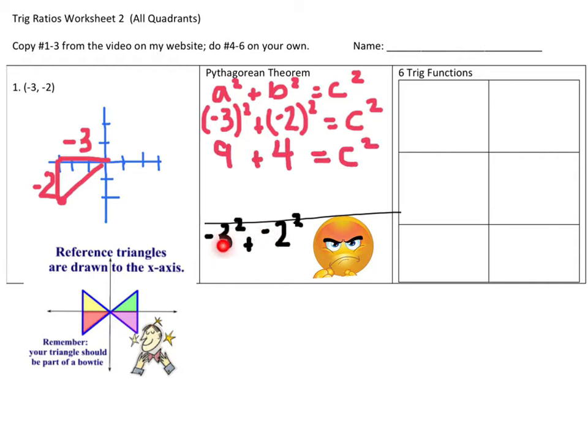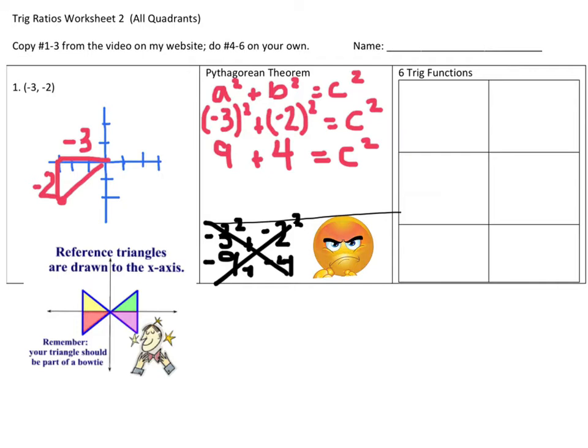This is the common mistake people make in the calculator. That's why I put the ugly face beside it, because I see it's way too much. The calculator reads that as -9 plus -4, and that is not what it's supposed to be. When you square a negative, you get a positive. So don't be putting this in the calculator that way.